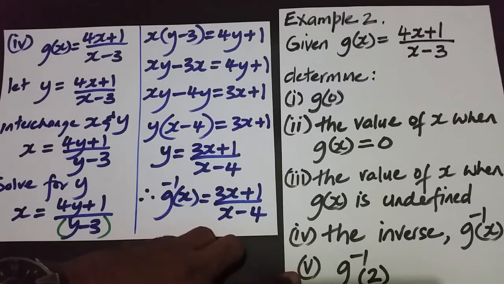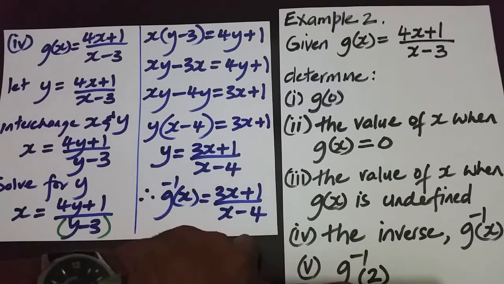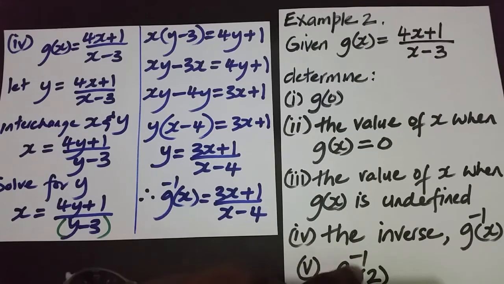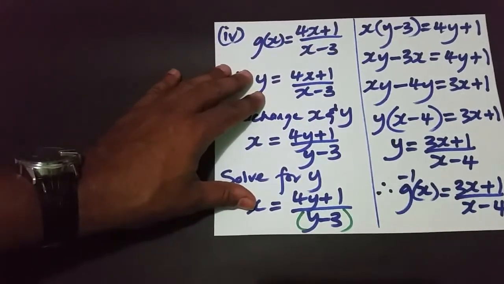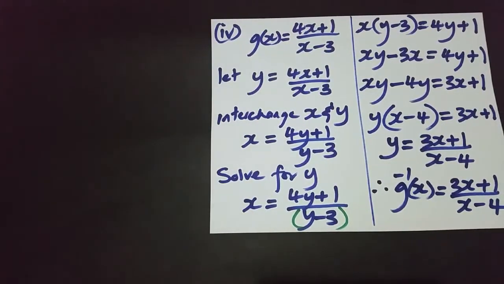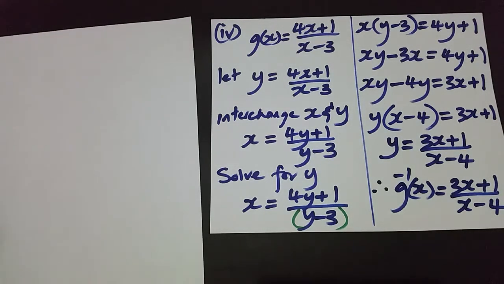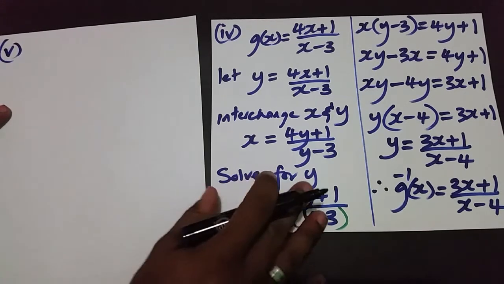Now part 5 is asking us to find the inverse of g of 2. And in order to do that, we would have needed to get the inverse, which we have here. So I'm just going to move this out of the way because the only thing left for us is to find the inverse of g of 2. So we're going to go ahead and do that, but I want to keep the inverse here so we can clearly see it. So let's go ahead and find the inverse of g of 2. And this is part 5, the final part of the question.